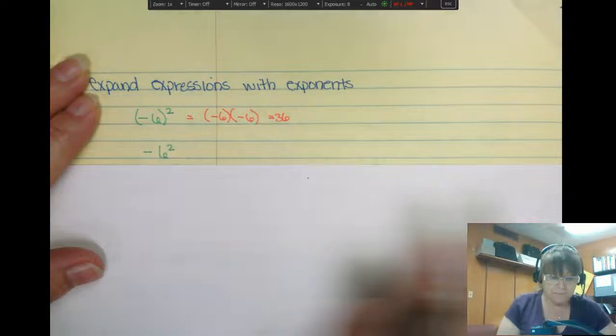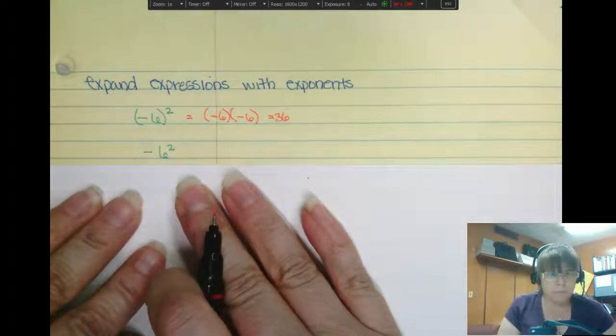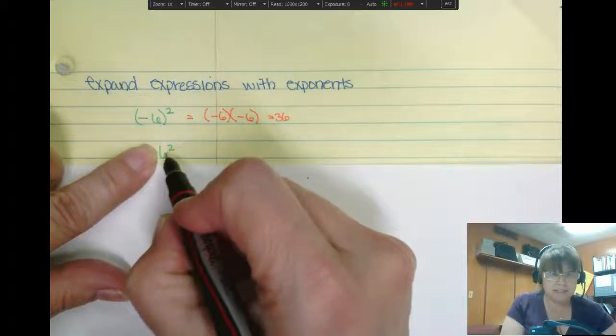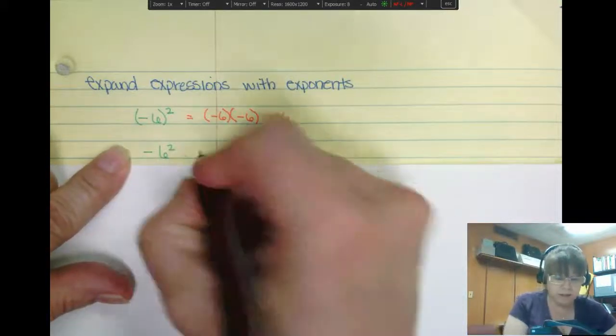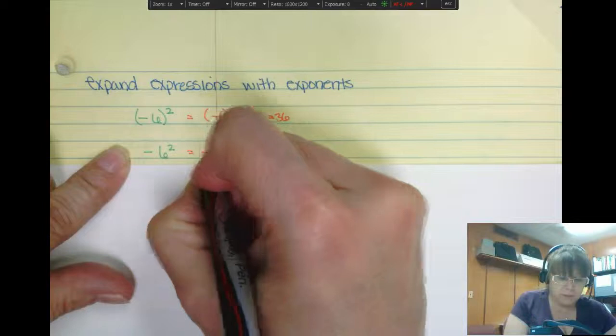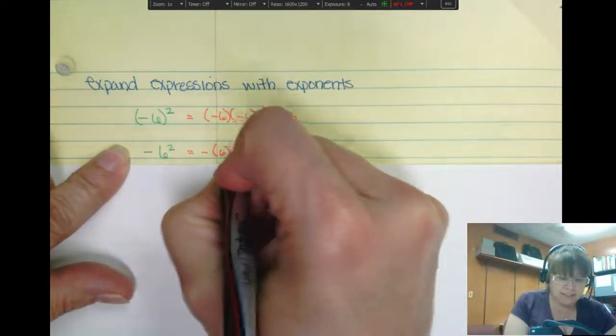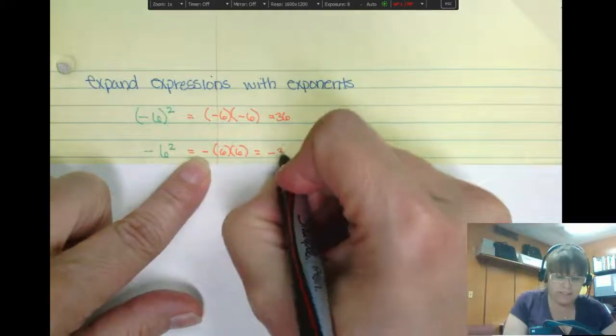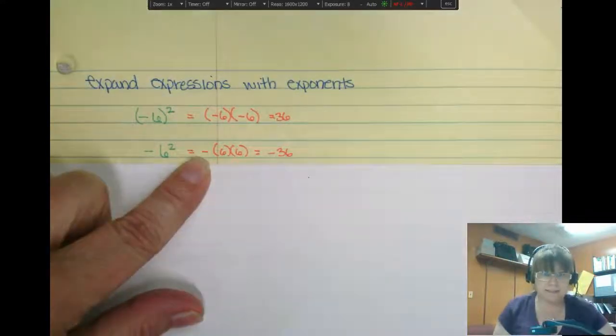But if I don't have any parentheses, this squaring is only touching the 6. It is not touching the whole thing. So my result is going to be a negative 6 times 6. I have 1 negative, so my result is negative 36.